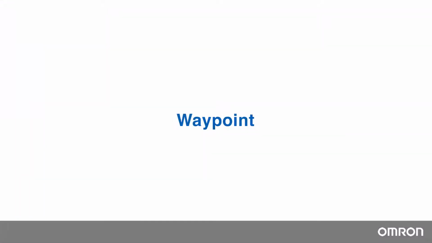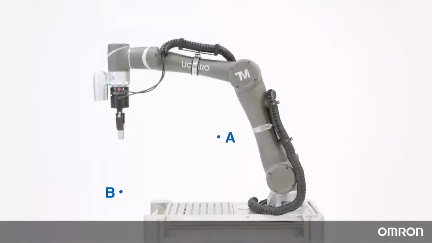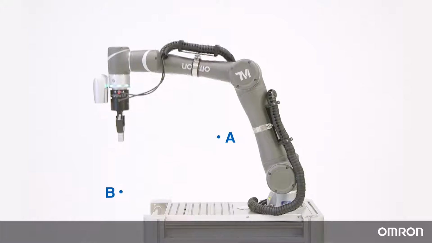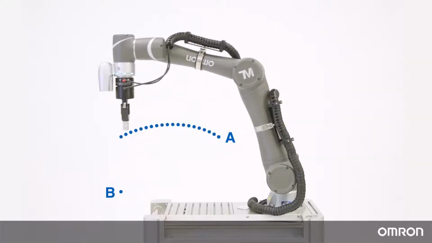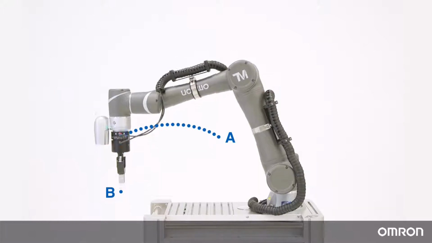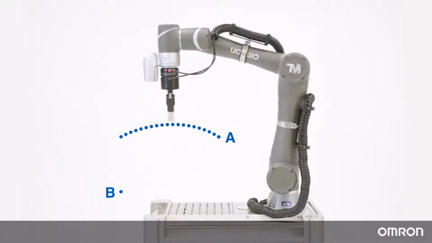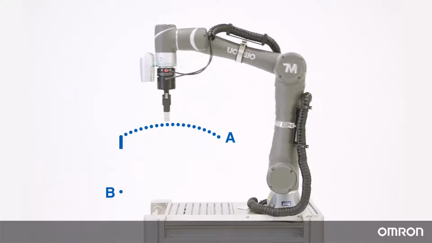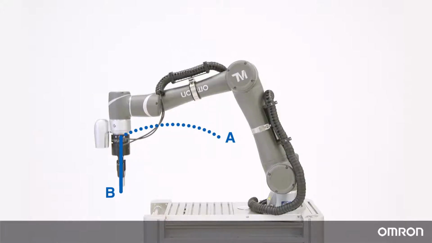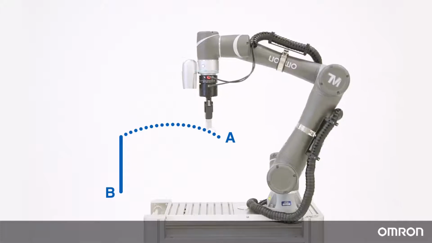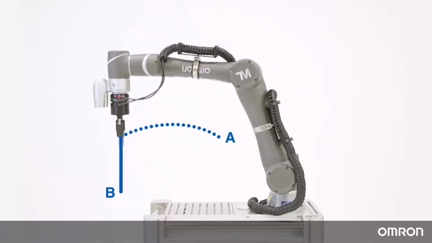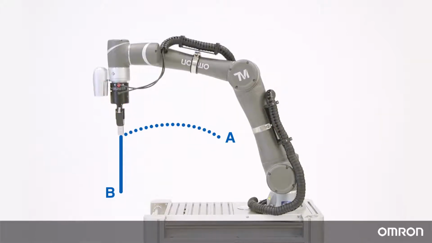Now let's discuss waypoint motion. Waypoint motion is a movement with two steps. The first step uses point-to-point motion to position the end effector above point B with an offset on the z-axis. The second step uses line motion to move the end effector down to point B. This motion occurs in the z-axis only. The approach height can be adjusted as a percentage of the total z-axis travel.